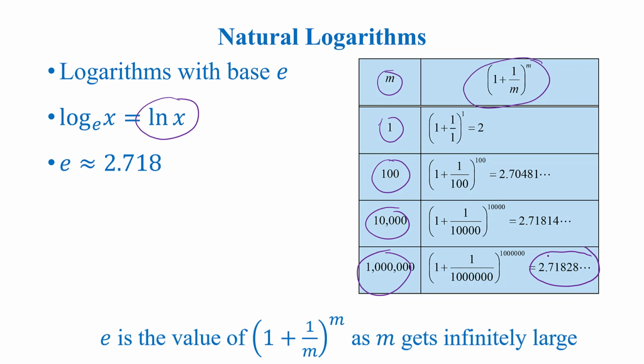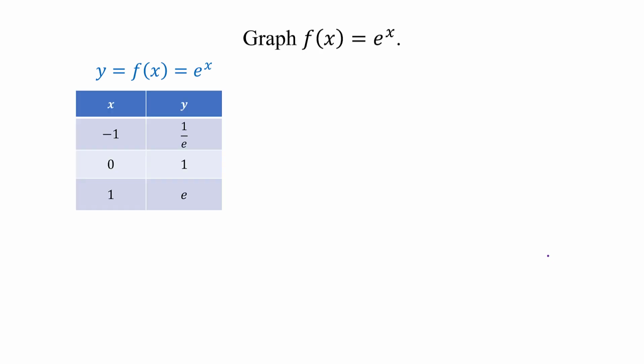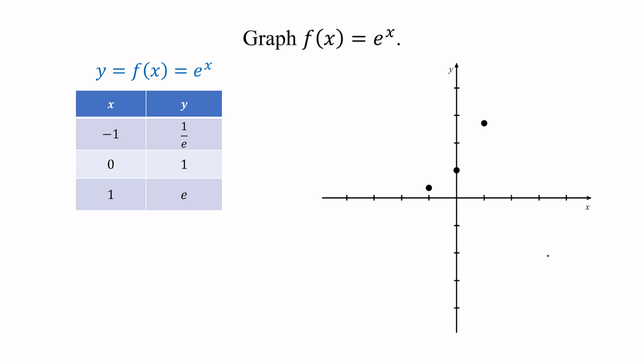Let's graph f of x equals e to the x. For y equals f of x equals e to the x, plugging in the x values of -1, 0, and 1, we would get y values of 1 over e, 1, and e, and these would give us the ordered pairs on our graph, the points on our graph of -1, 1 over e, 0, 1, and 1, e. When I graph these points, I think of 1 over e as being approximately equal to 1/3, and I think of e as being approximately equal to 2.7.